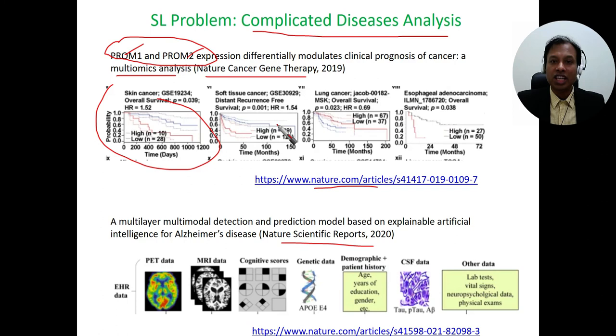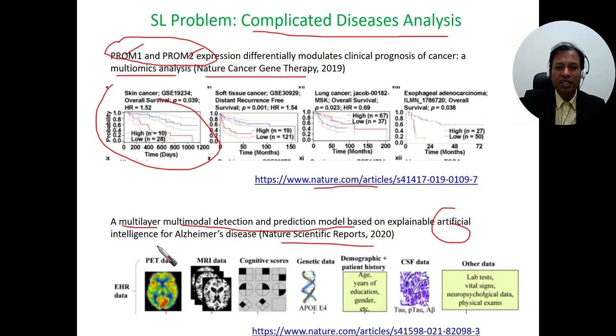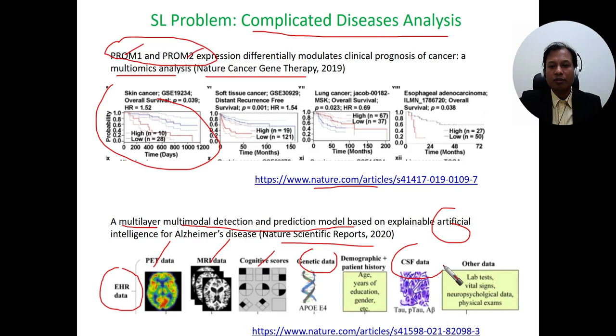And then we also saw that we can address very complicated diseases like Alzheimer's. For Alzheimer's disease, for example, we constructed a multi-layer, multimodal detection and prediction model based on some sort of AI. This AI is basically very simple, in the sense that you collect different kinds of electronic health record data: PET image data, MRI data, maybe some aptitude tests like cognitive scores, then genetic data, also demographic information like age, education, gender, and then some other kinds of lab tests and vital signs. Then you combine all of this together in a very specific way and apply, here we applied random forest and those things, and then you come up with some sort of model.